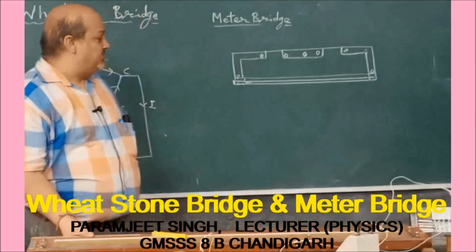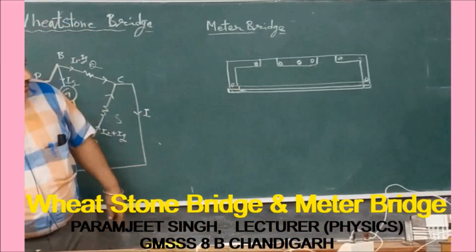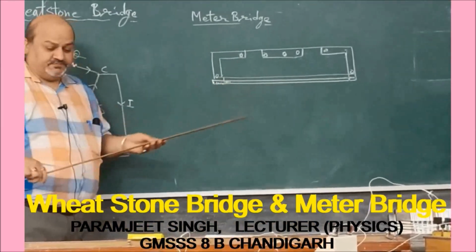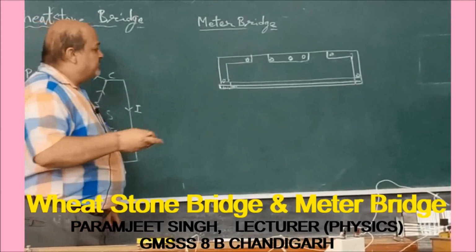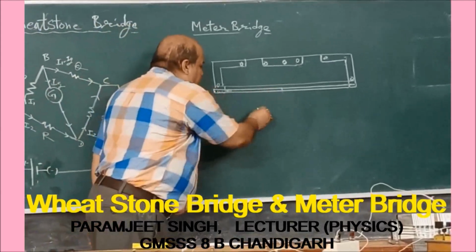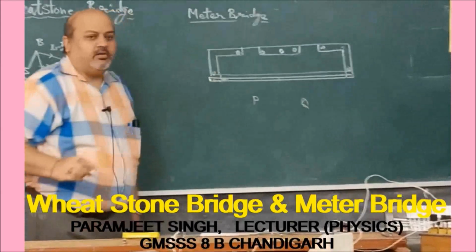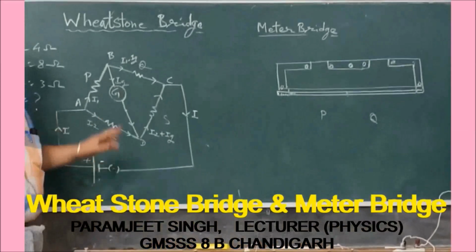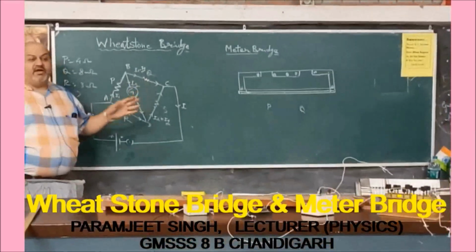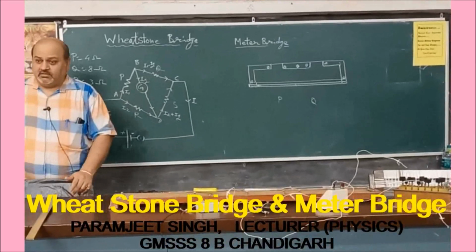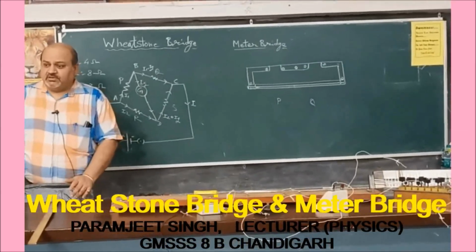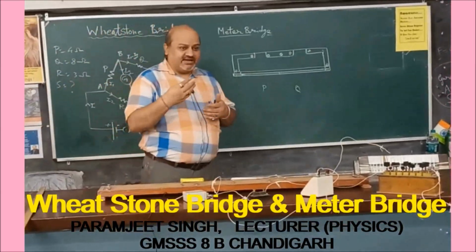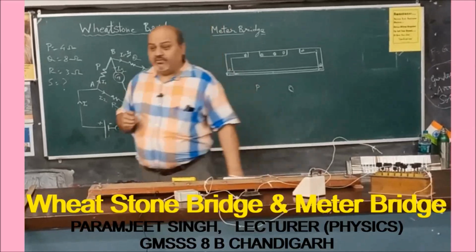You see, I have drawn a sketch on the board. This is the 1 meter wire, and the scale is attached. If I use the wire for creating P and Q resistance, the wire is 100 centimeter long. The wire has resistance. So one part of the wire can be taken as P, and the second segment of the wire can be taken as Q.